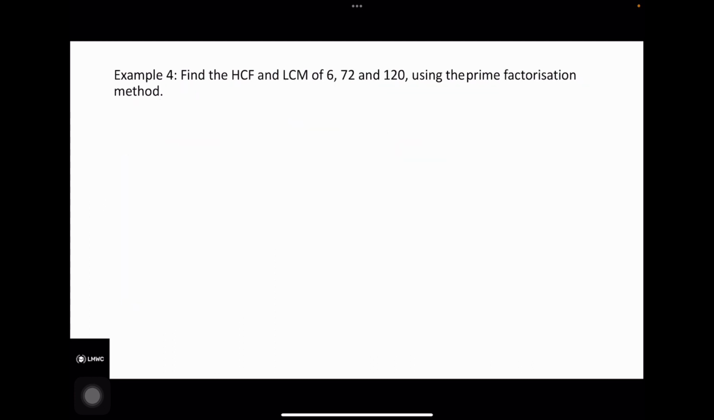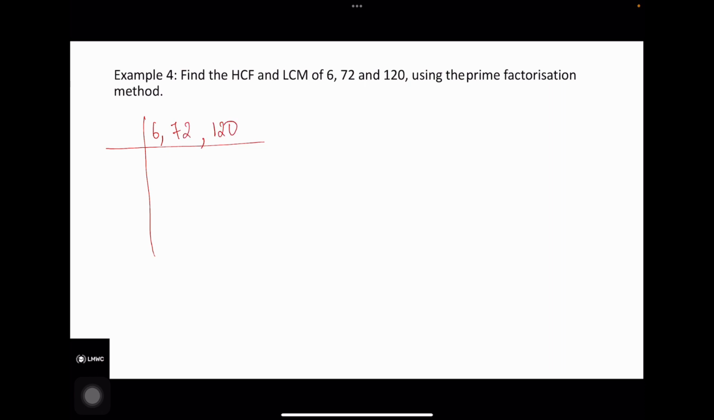Moving forward to the next example, number 4, we have to find the HCF and LCM of 6, 72 and 120 using the prime factorization method. So far we have come across only 2 numbers, right? But this time we have 3 numbers. So the method will be exactly the same as how you have done the prime factorization for 2 numbers. So let's see how we are going to do it for 3 numbers. The numbers are 6, 72 and 120.